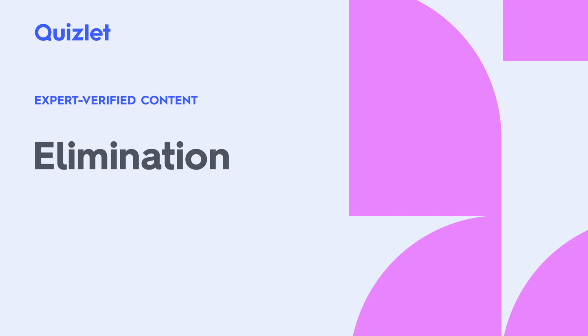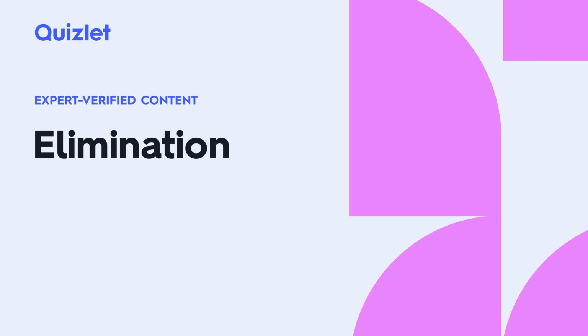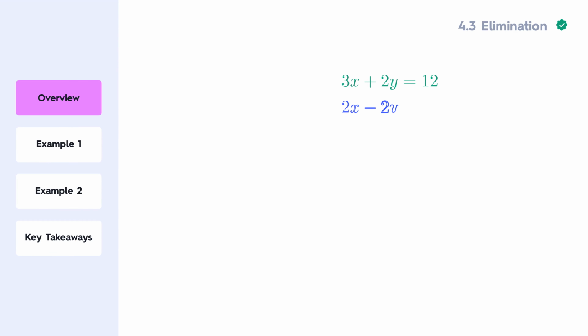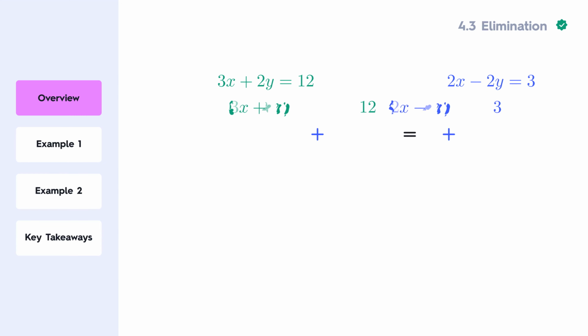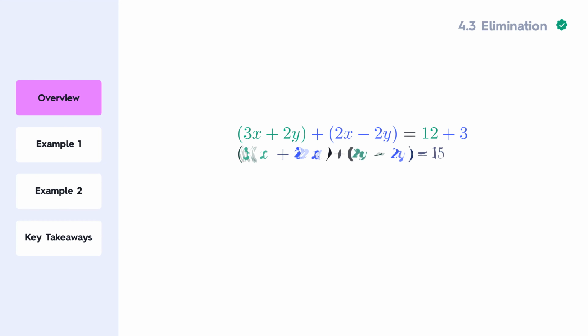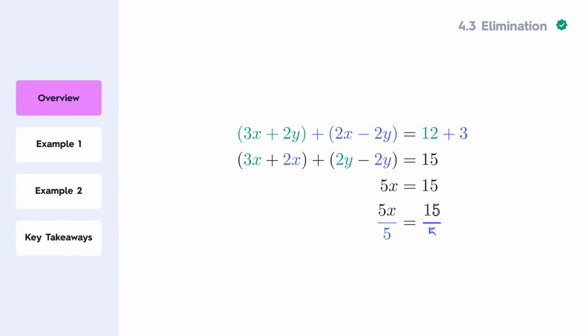Today, we're going to learn about solving systems of linear equations using a method called elimination. The idea behind the elimination method is to combine two equations so that one variable is eliminated, making it easier to solve for the remaining variable. This method works especially well when the coefficients of one variable are opposites or can easily be made opposites.